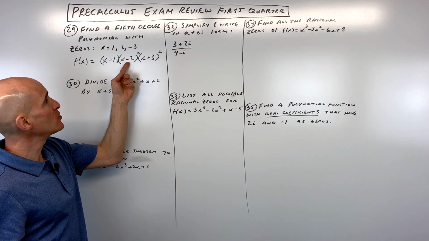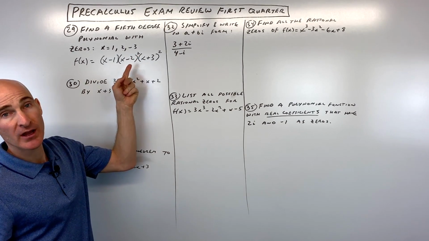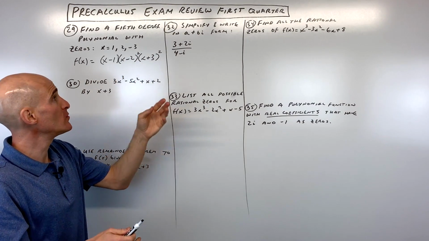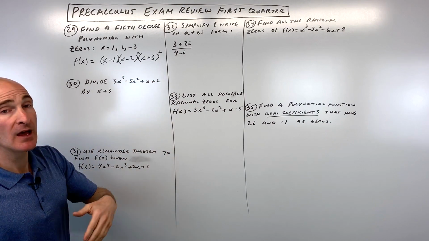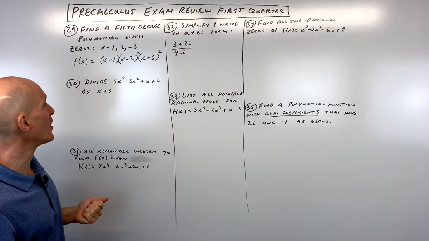Now, 2 here is going to be what they call a double zero, or a 2 with multiplicity 2, meaning it occurs twice. Same thing with negative 3. Negative 3 is a double zero, or negative 3 has a multiplicity of 2, meaning it occurs twice.